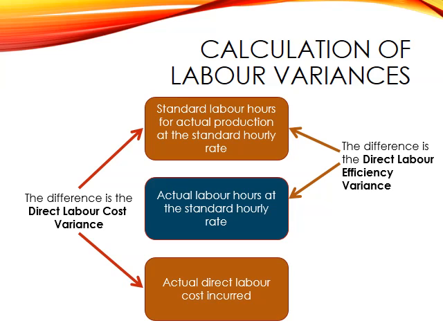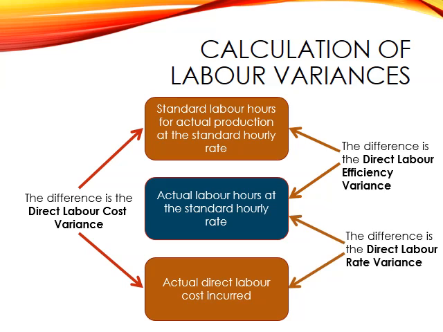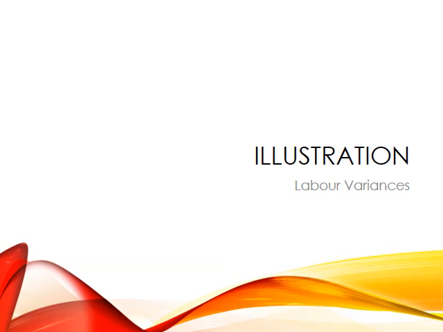We compare, first of all, the standard labour hours for actual production at the standard hourly rate with the actual labour hours at the standard hourly rate. And the difference between those two figures is our direct labour efficiency variance. Lastly, we calculate the difference between the actual labour hours at the standard hourly rate with the actual labour cost. And the difference between those two figures is the direct labour rate variance. Now let's have a look at an illustration.